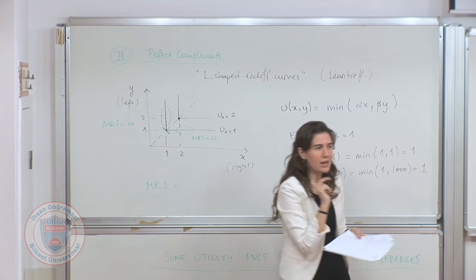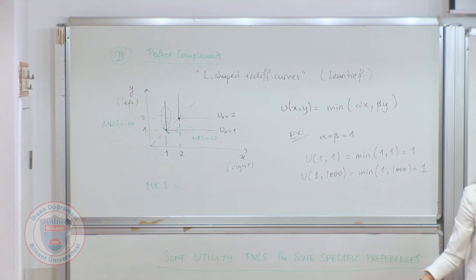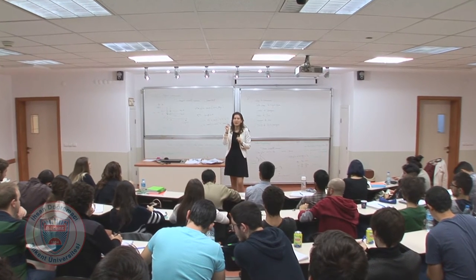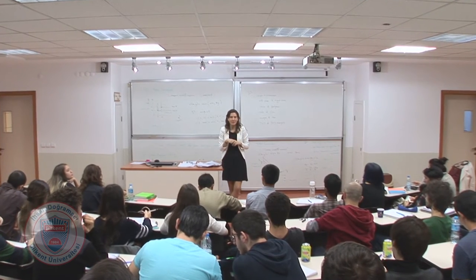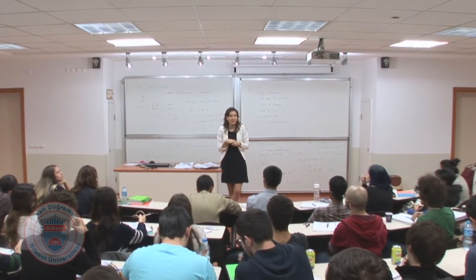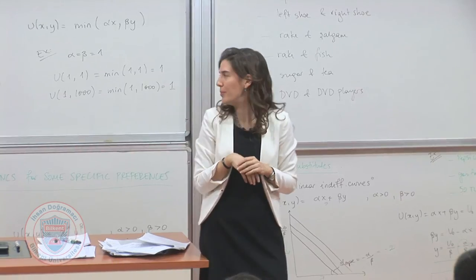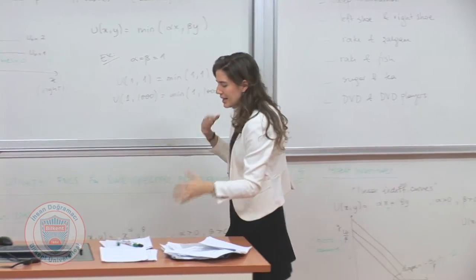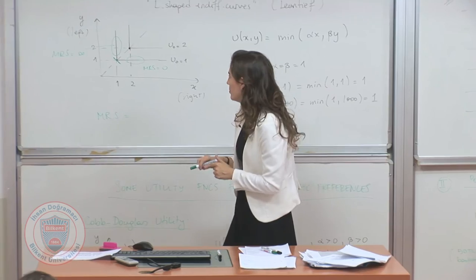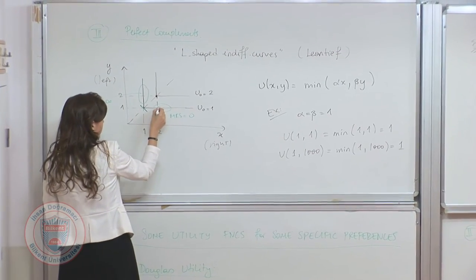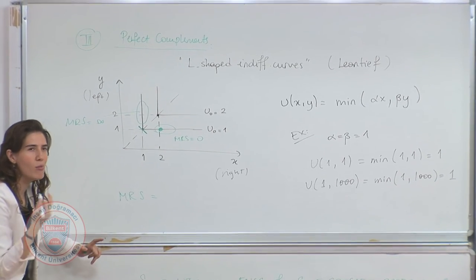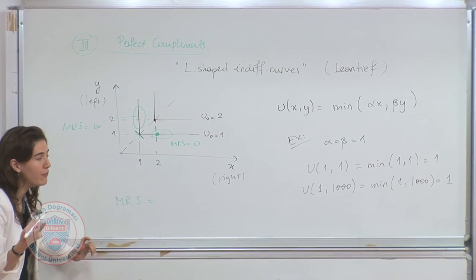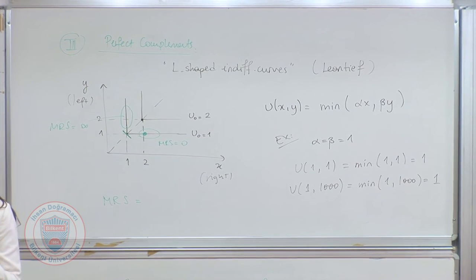Now, let me ask you this. Even though we haven't solved the consumer's problem yet, what do you think a smart guy, and you guys are all smart, and your smart grandma too, would do? If you want to consume at any point, where would you consume? Would you consume somewhere here? At the kink, right? Because if I have one right shoe, it's enough for me to have one left shoe.